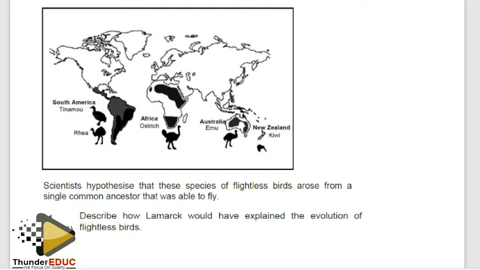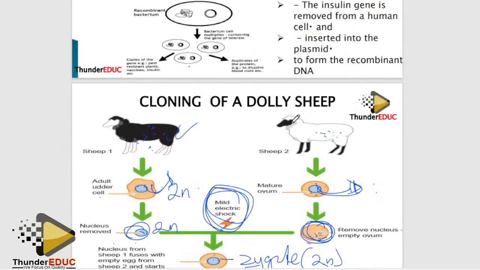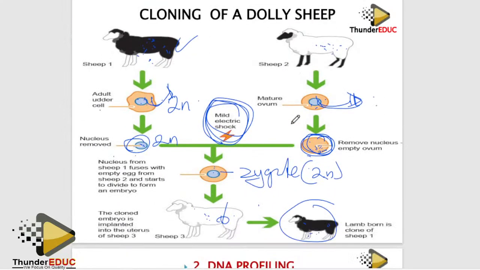Why don't we use the whole genetic material of sheep 1? Maybe you are asking me, why don't we use the whole cell of sheep 1? It's because this casing is not for an ovum. The casing is not for an ovum.